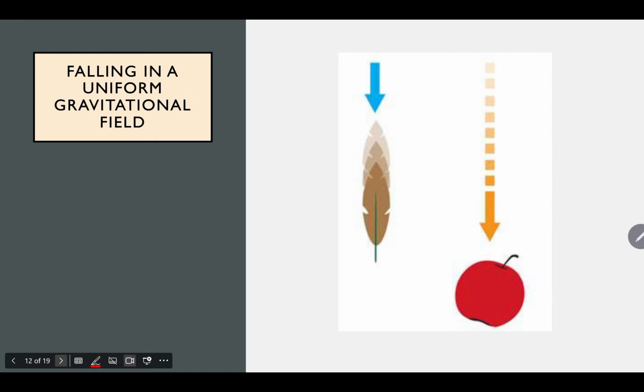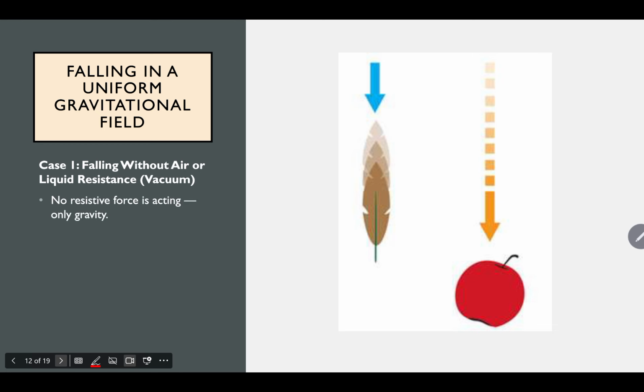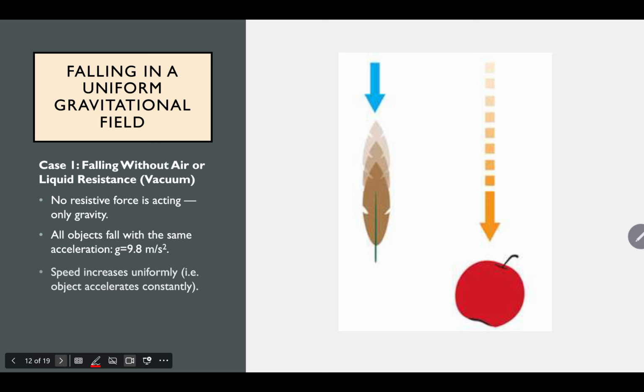Falling in a uniform gravitational field. First case, we have falling without air or liquid resistance. If I'm in vacuum, no resistance force is acting, only gravity. So all of the objects are falling at the same acceleration, which is 9.8 meters per second squared. The speed would increase uniformly, which means that there will be constant acceleration.